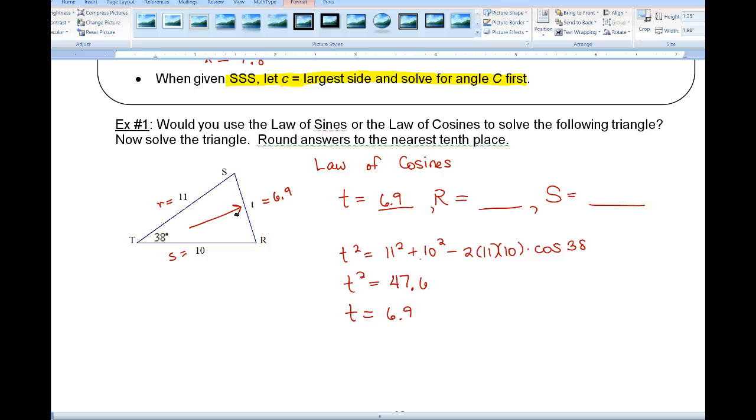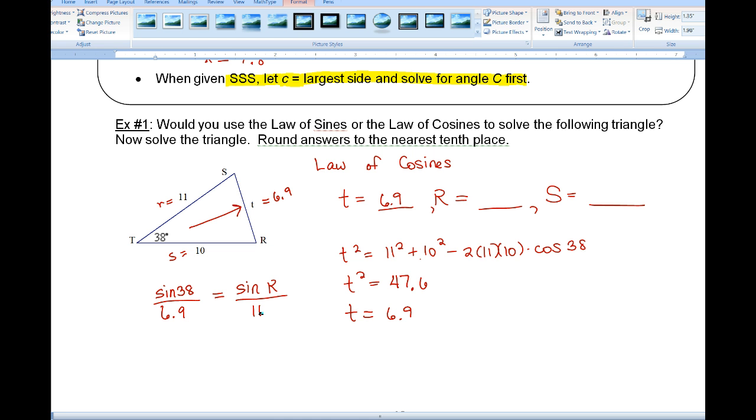Ilan? 38, sine, equals, over 6.9, equals sine. We can pick whichever angle you prefer, it doesn't matter. R or S. R, over 11. Good.